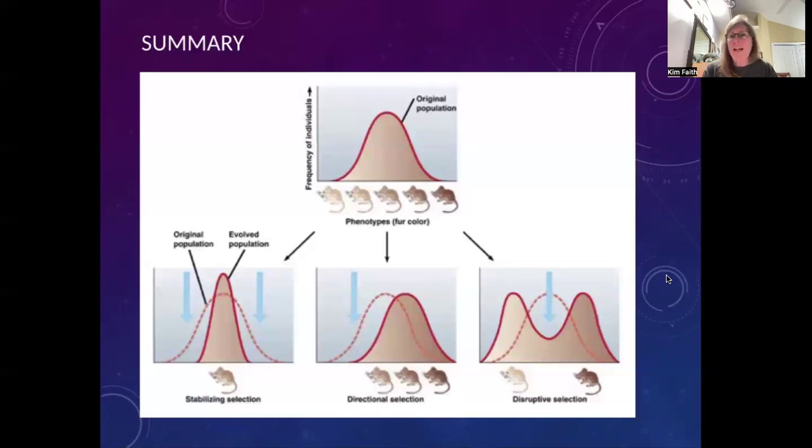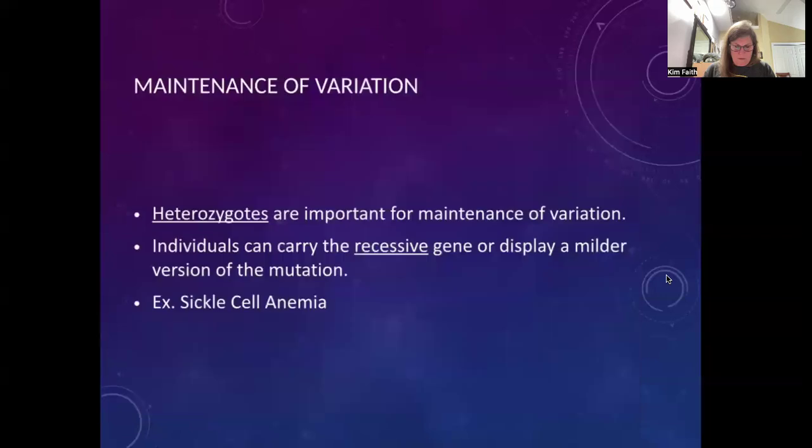So here's a picture of mice, and they're showing you the varying types of fur color. Here's our original population. If we were stabilizing, we would be looking for that average color in the middle. If we were directional, we'd say, oh, the darker one's doing best right now in that habitat. And if it's disruptive, we'll say, well, the light and the dark do well, but in the middle, the hybrid does not do well at all. All right, so those are the different types of natural selection that we see.